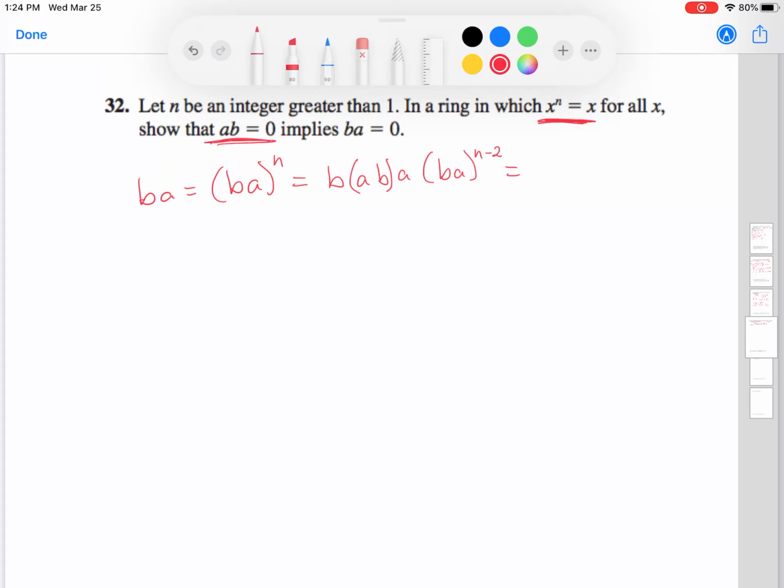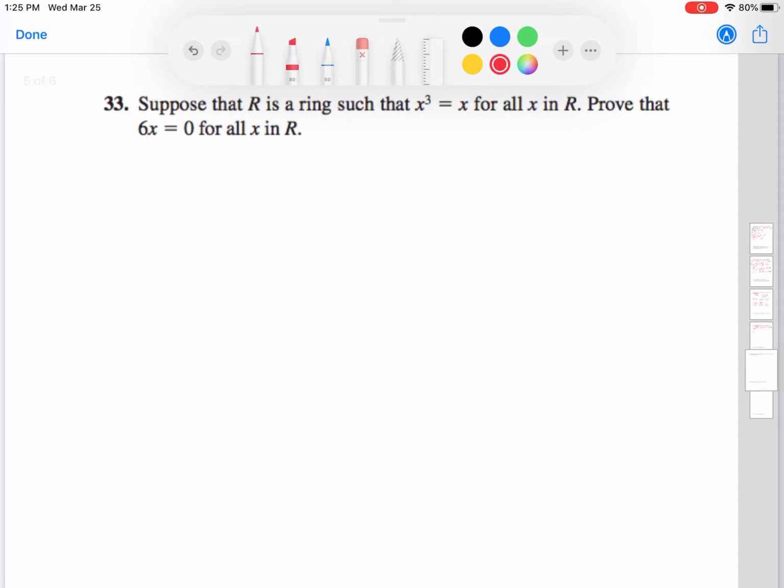I'm going to specifically group there so that we have an AB sitting there. Well, AB is 0, right? So that'd be B, 0, A, BA to the n minus 2. That would have to equal 0, because anything times 0 is 0. That gives us BA equals 0, so we've done what we need to do. So again, a pretty quick, short proof.